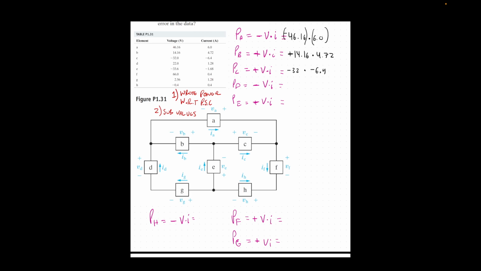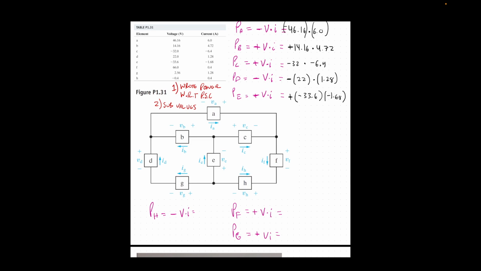Now, my power for D, I have my negative that comes from the passive sign convention, and now my V is going to be 22 multiplied with my I value, which is 1.28. For E, I have a positive. My power for E becomes negative 33.6 times a negative 1.68. My power for F, I have a positive 66 times 0.4.